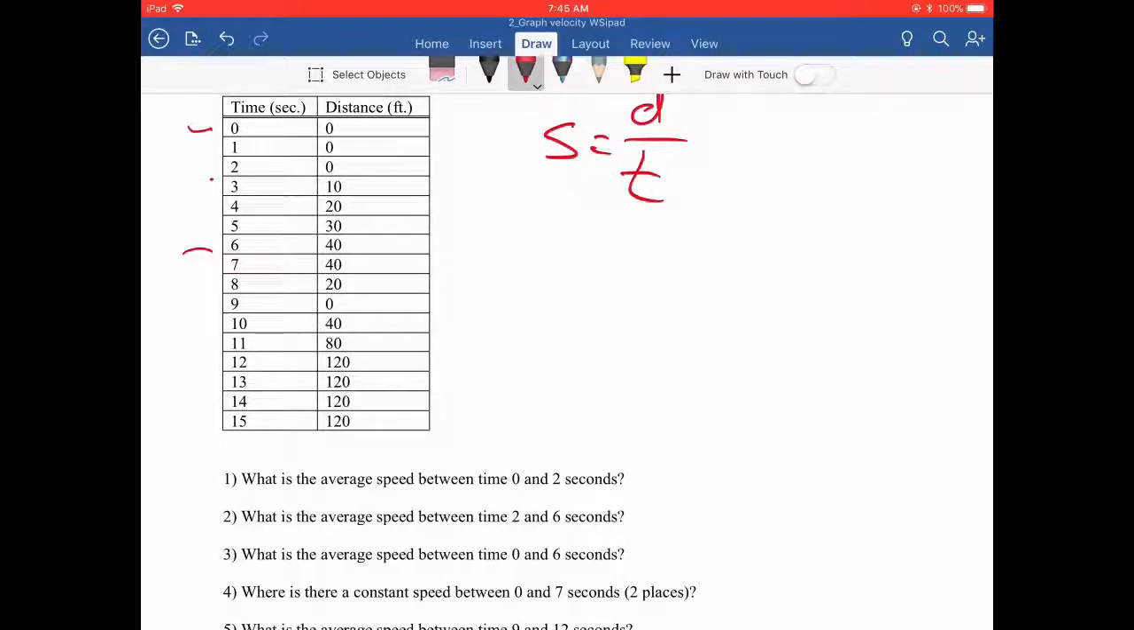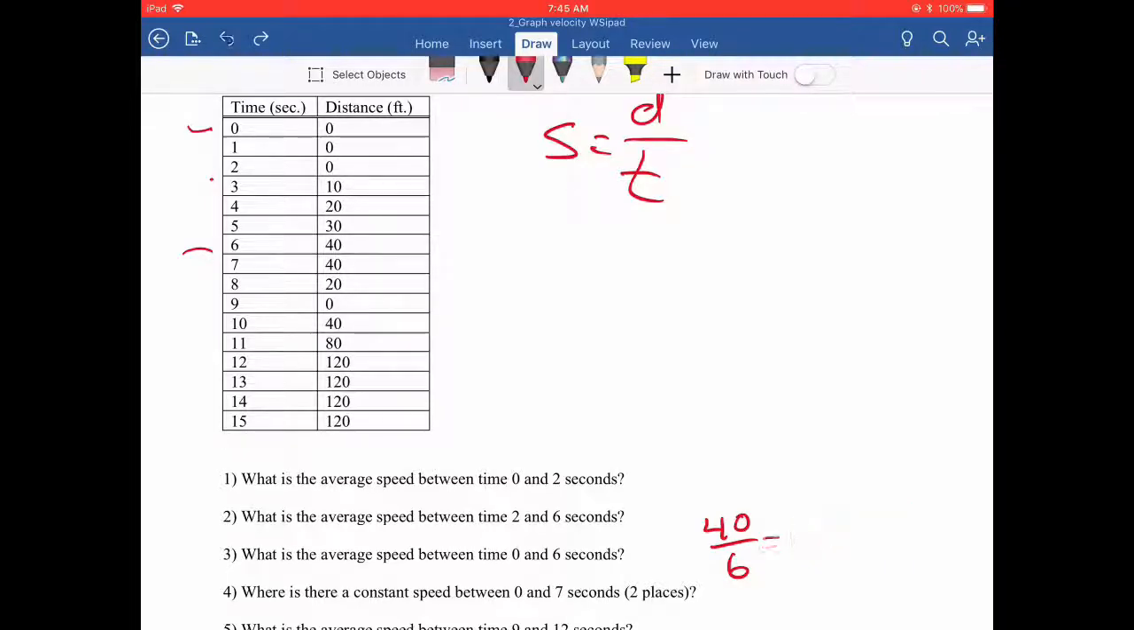So the distance between 0 seconds and 6 seconds is 40. So it's number 3, so it's 40. And now you divide that by 6. Again, the math's not beautiful on this, but it's 6.6, I think, feet per second. So the speed is now slower. The average speed is slower over the entire trip.